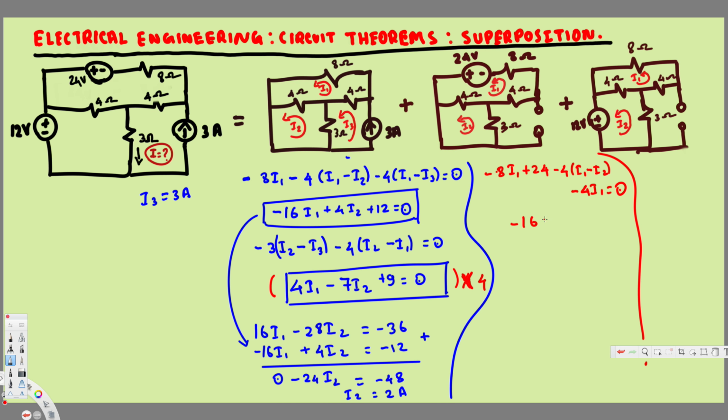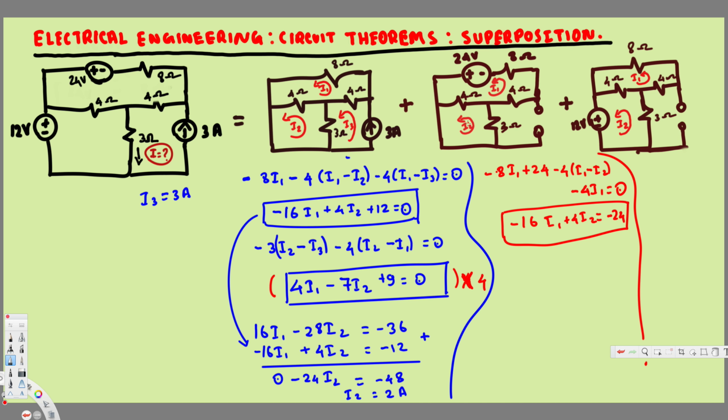Minus 16 I1 plus 4 I2. That should be equal to negative 24. Okay, so this is our first equation.